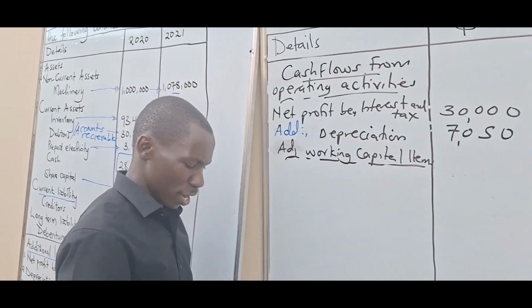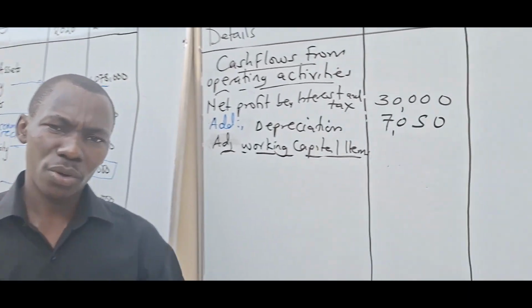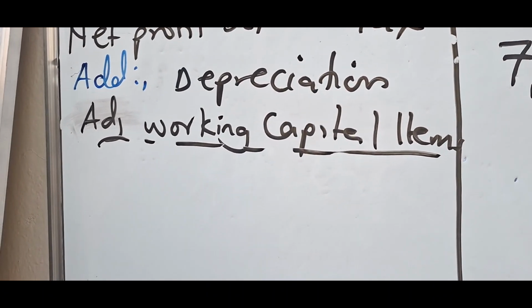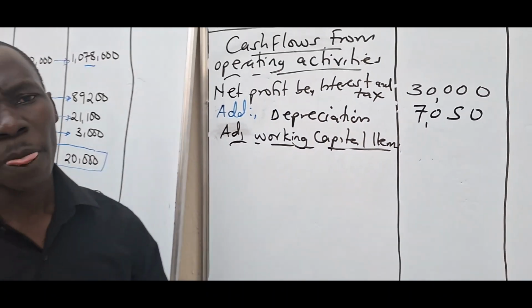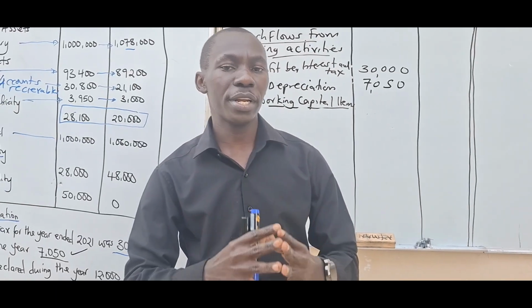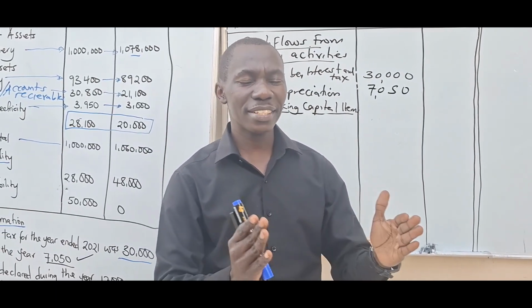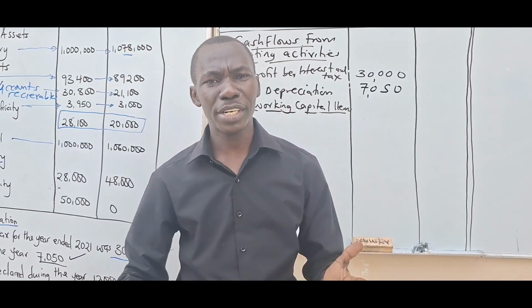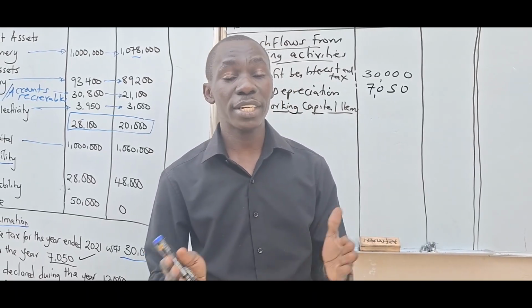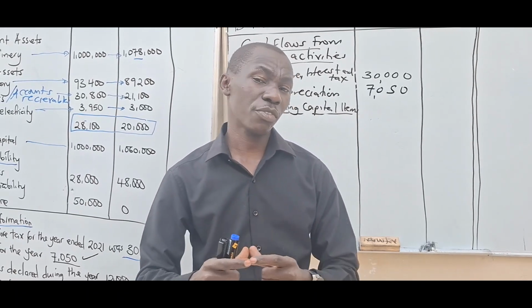Adjust working capital items. When someone talks about working capital, we are basically looking at two main components that make up working capital. That is current assets and current liabilities. Don't forget, where do we find the current assets or current liabilities? That is in the balance sheet or statement of financial position.